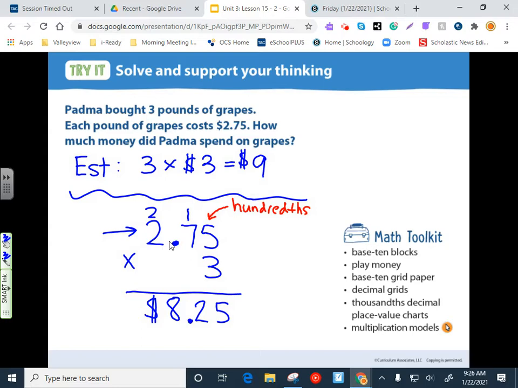Plus, estimating definitely helps you know if you put your decimal point in at least the right spot. 9 is very close to 8. So we know that that's correct. If I had put my decimal point here, 82.5, that would not have made sense because my estimate was $9, not $82. So just use estimating really quick in your head to remind you where that should go.